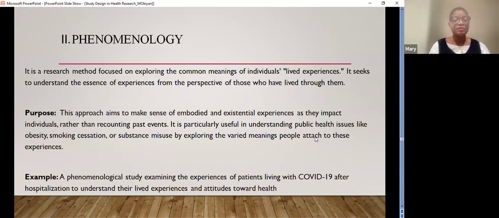Phenomenology. This is a research method focused on exploring the common meanings of individuals' lived experiences. It seeks to understand the essence of experiences from the perspective of those who have lived through them. For example, I want to know the use of modern contraceptives among sex workers. Asking a sex worker about the use of modern contraceptives, to explore their perspectives, might be different from asking a high school student.